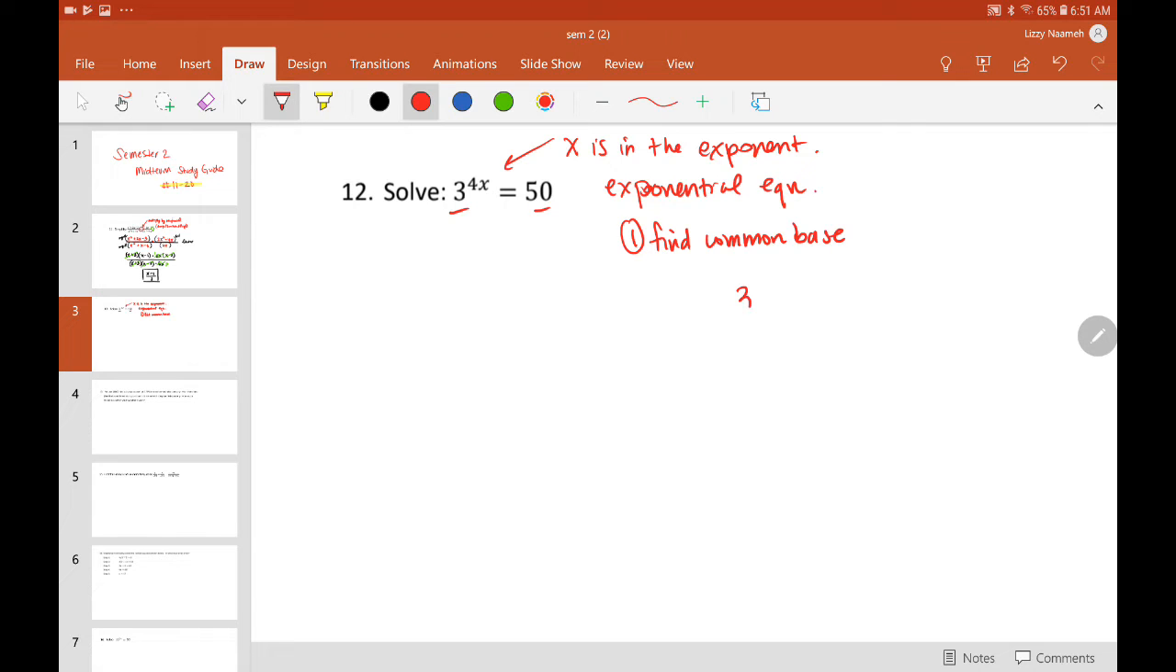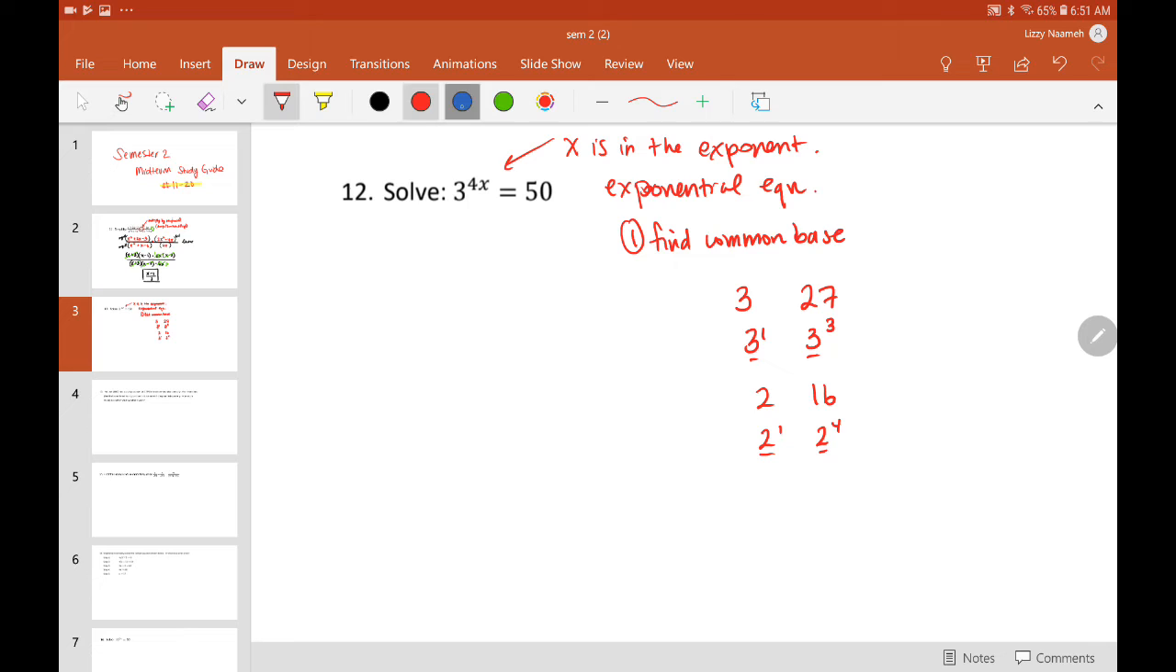For example, 3 and 27 have a common base: that's 3 to the 1 and 3 cubed. 2 and 16 have a common base: that's 2 to the 1 and 2 to the 4th. So I can rewrite the bases to be the same. But between 3 and 50 there is no common base, because 3 to the nothing is going to give me 50. If you cannot find a common base, then you're stuck.